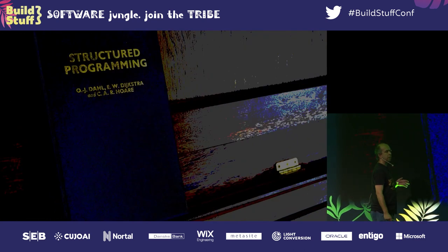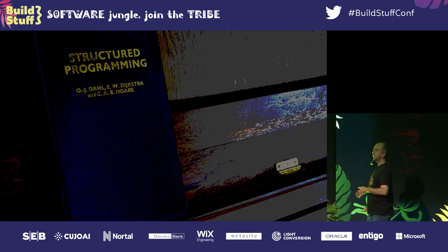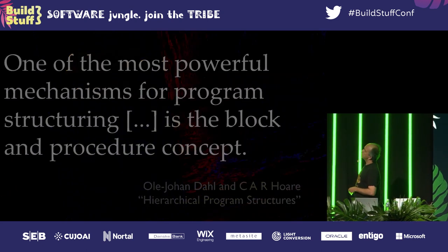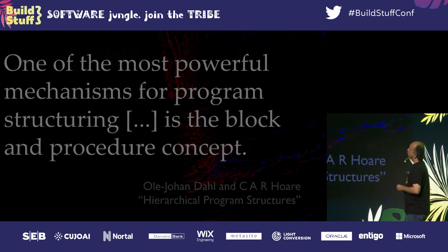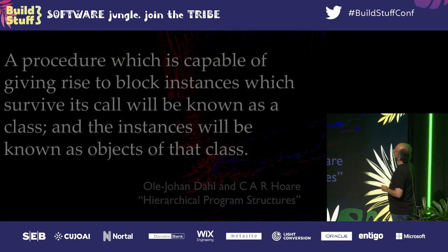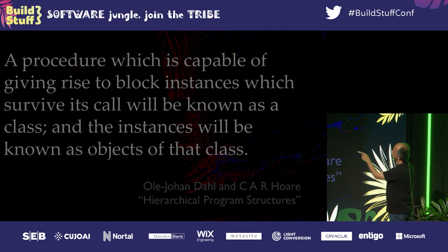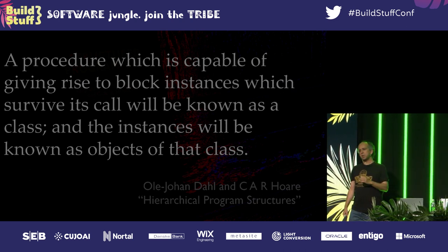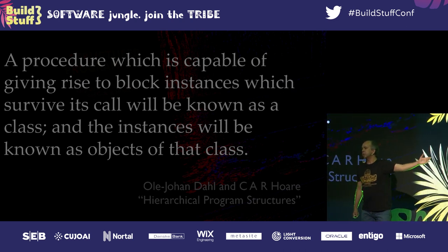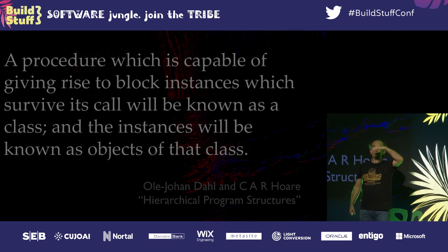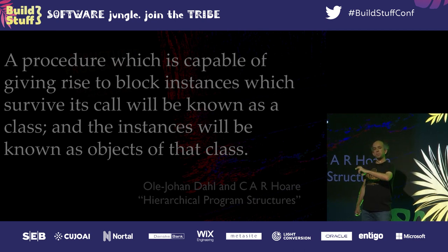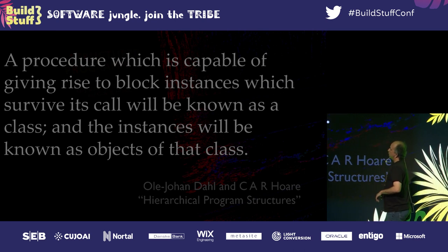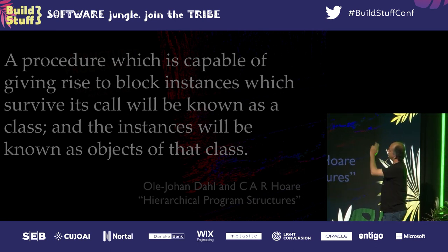And if we go back to the early 70s, in this classic book on structured programming, there is an observation there. One of the most powerful mechanisms for program structuring is the block and procedure concept. A procedure which is capable of giving rise to block instances which survive its call will be known as a class. Instances will be known as objects of that class. That's pretty neat. So in other words, a block, instead of being discarded when you leave the function, because it's a stack after all, you've left the function, you pop something off the stack, you lose the scope. What if you keep the scope and pass it around and it has its own identity?